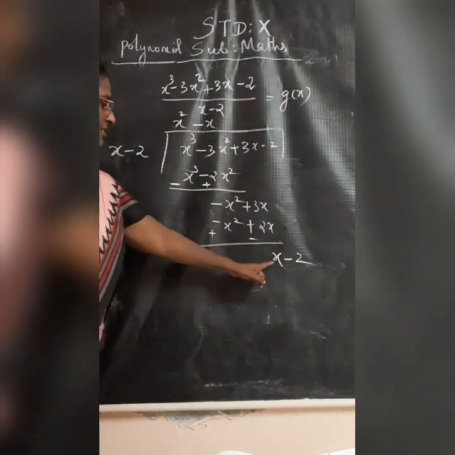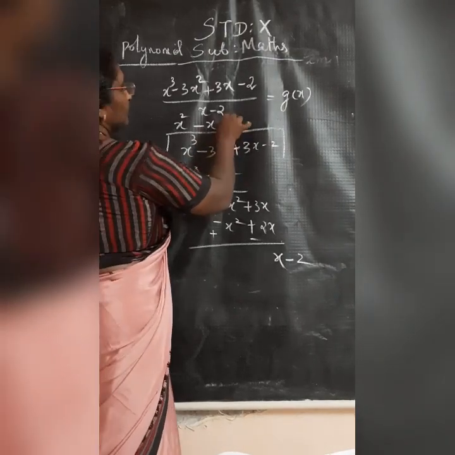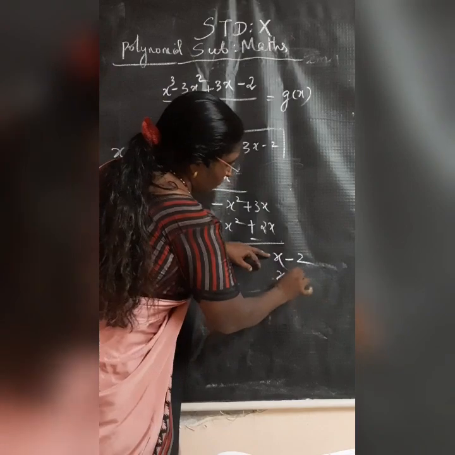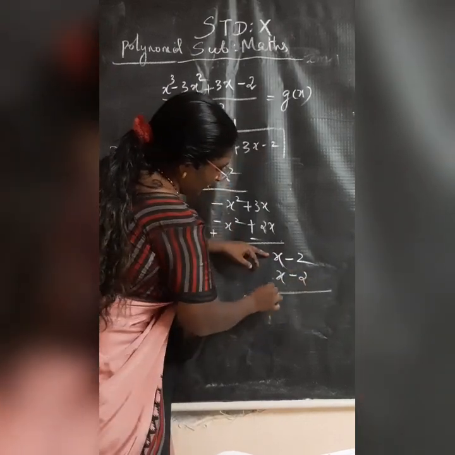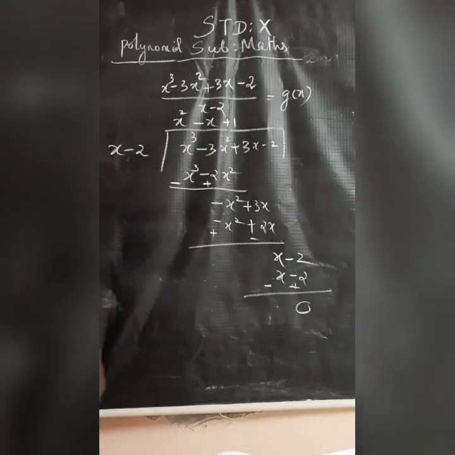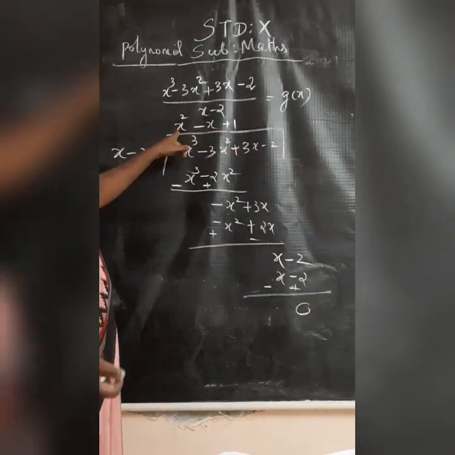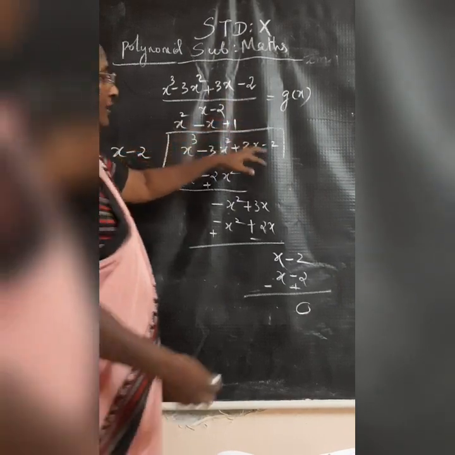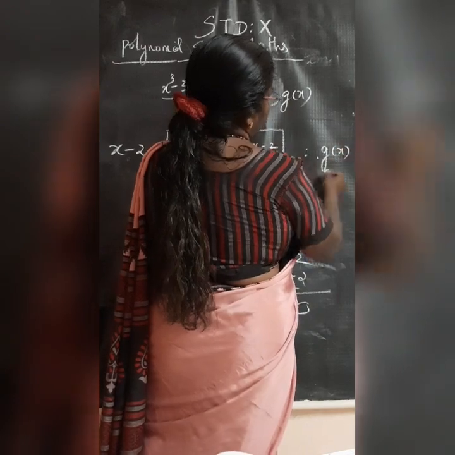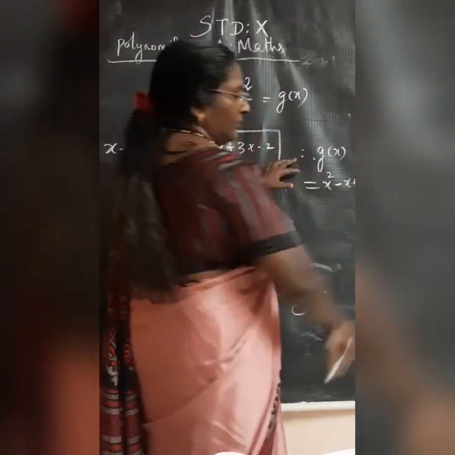Then again first term by first term, how much coming? 1. So 1 right here. That is equal to 1 into x, x. 1 into minus 2, minus 2. Change the sign and add them. You are getting the answer 0. Therefore what is the answer of g(x)? g(x) is equal to x square minus x plus 1. Therefore last conclusion, g of x is equal to x square minus x plus 1.